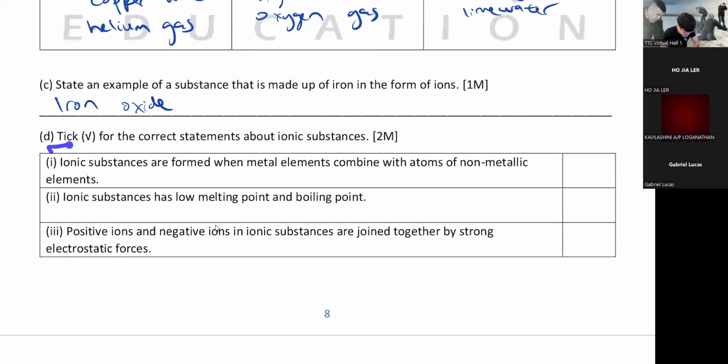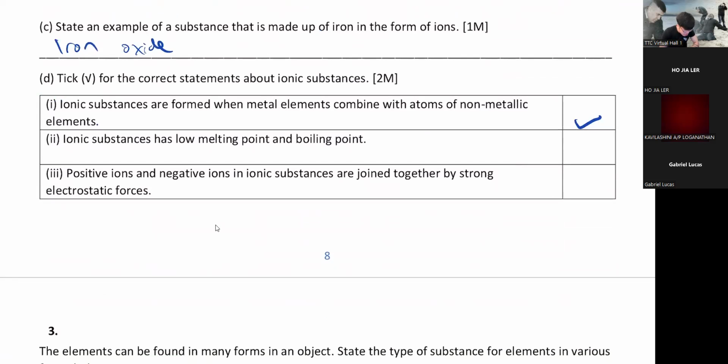Okay, next, tick the correct statement about ionic substances. Number 1, ionic substances are formed when metal combines with non-metal. Yes, correct. Number 2, ionic substance has low melting point and boiling point. No. Can you melt salt easily? No. Salt will melt at 800 something, 900 something degrees, so really high. Number 3, positive ions and negative ions in ionic substances are joined together by strong electrostatic force. Yes, it is. Positive and negative, they will attract, right? So that's what we call electrostatic force.